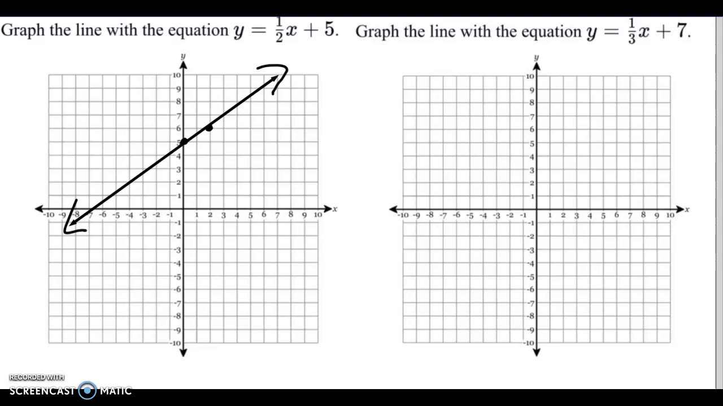Alright, next we're going to do y is equal to 1/3 x plus 7. So I'm going to begin with the y-intercept, which is 7. I'm going to go up 1 and then go over 3. And that's going to be my slope and where I move. And I connect the dots like so to make my line. And that's it. That is graphing a line with the equation.